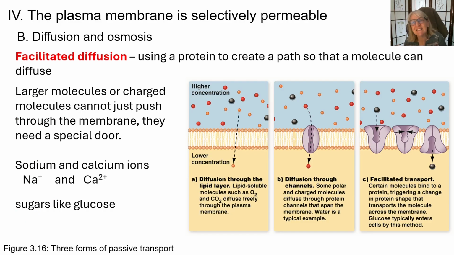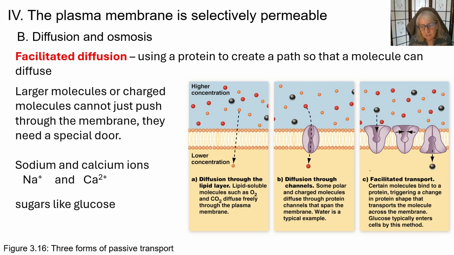Facilitated diffusion sounds like diffusion, but there's one extra step. When things are going to move in a way that does not require energy, they're going to move from a high to a low concentration. They might not be able to get through the phospholipid bilayer, but we can still facilitate or help their movement by building a protein door.